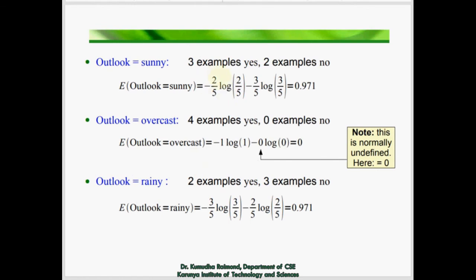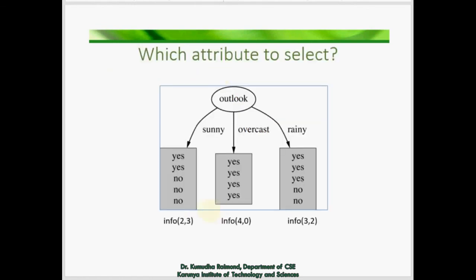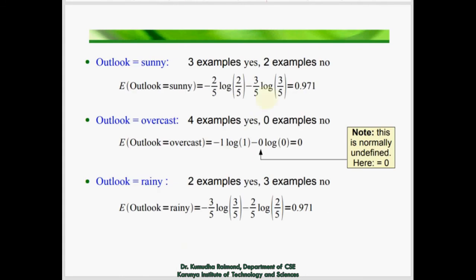It is 2 by 5. What is 2 by 5? It is nothing but I have 5 instances. So that's why my denominator is 5. When I say 2 by 5, it means I have 2 play equal to yes out of 5 and I have 3 no's out of 5. So the formula is going to be minus 2 by 5 log of 2 by 5 minus 3 by 5 log of 3 by 5. When I do this particular calculation, it is going to be 0.971.